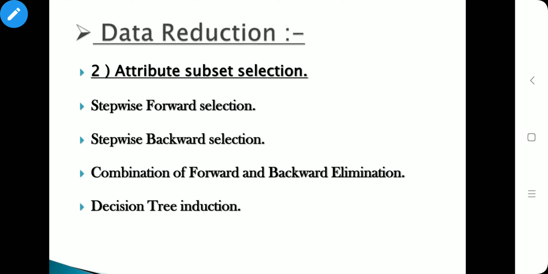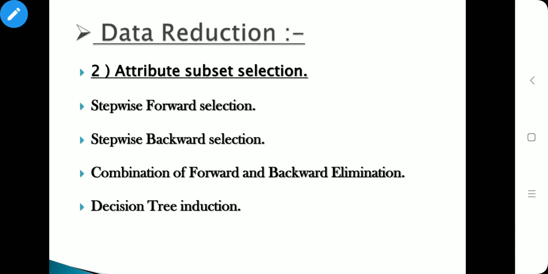And combination of forward and backward uses both the features of stepwise forward selection and backward elimination methods. At each step, the procedure selects the best attribute and removes the worst from the remaining attributes.